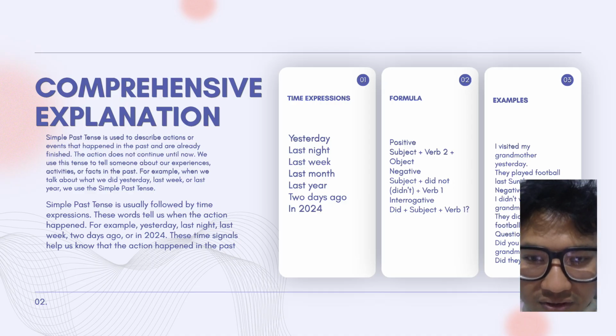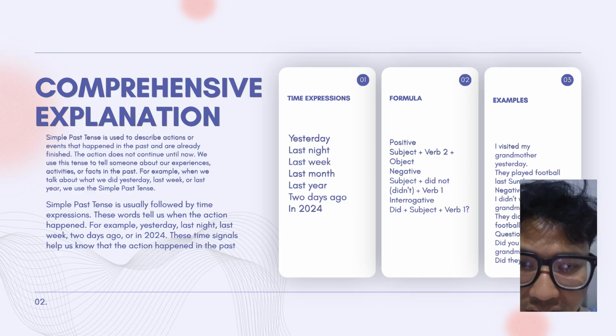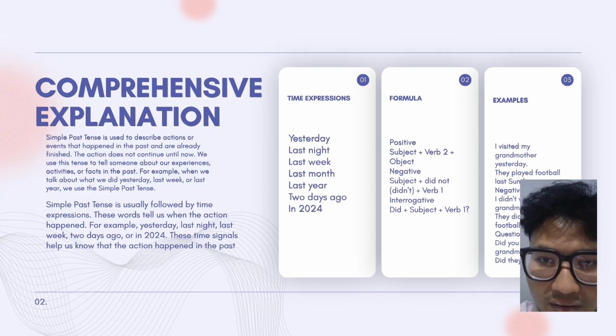Conclusion. To conclude, the simple past tense is used to talk about actions that happen in the past and have already finished. Positive sentences use verb 2, while negative and interrogative sentences use did with verb 1. We should also learn regular and irregular verbs because they are very important in English. Thank you for listening. Okay.